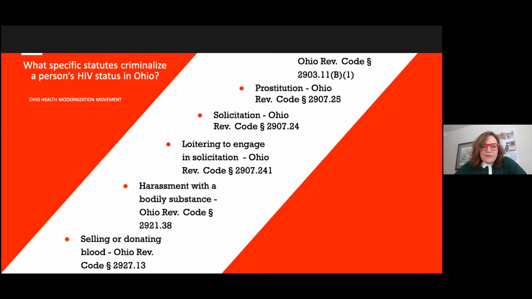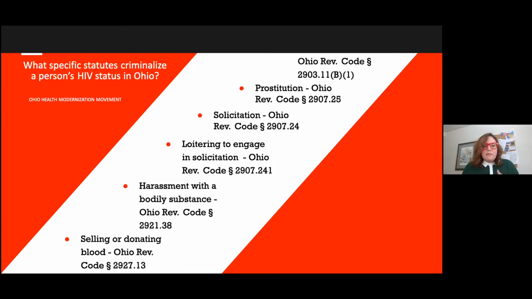Now I'm going to take over for a few slides and talk about how Ohio currently criminalizes HIV status. There are six specific laws in Ohio that so criminalize. The top one, which looks cut off, is felonious assault, which I'll start with. Then there are three different laws in the Ohio Criminal Code that have to do with sex work, prostitution, solicitation, and loitering. And lastly, the last two laws here are selling or donating blood while being HIV positive, and harassment with bodily substances, which I'll get to later.